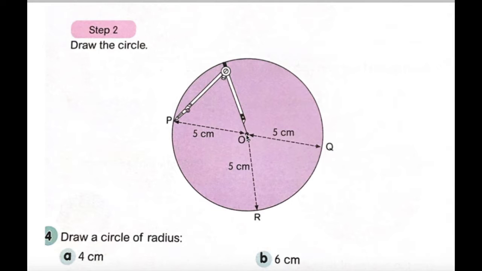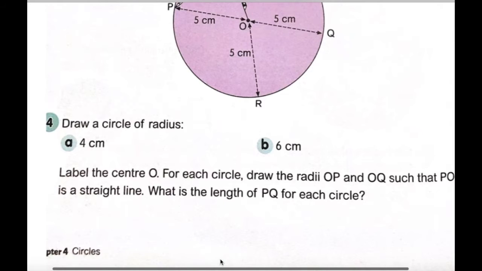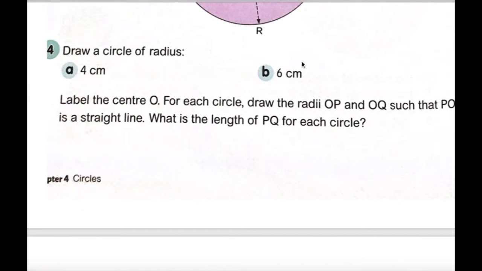So here, why will the radii always be the same? Because you just measure the compasses with 5 centimeters. So from this point O to P will be 5 centimeter, to Q will be 5 centimeter, and to R will be 5 centimeters. So the whole radii will be the same, 5 centimeter. Now, we will skip this.